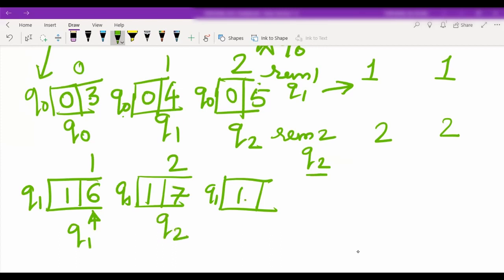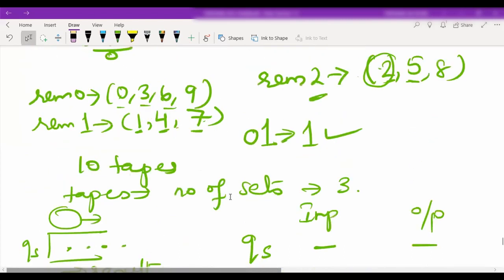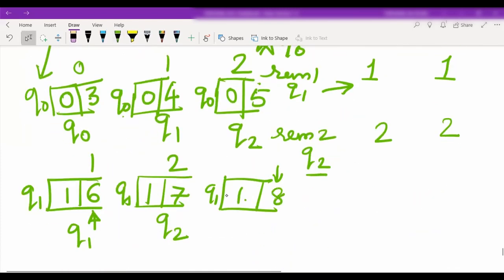Now the last one, Q1, with 1 at the 10th place. Now we are searching for the number at the unit place. From the set remainder 2, we have taken 2 and 5. Now I can take number 8. If I put number 8 at the unit place, the number we generated is 18. Previously, we had not considered number 18. Now we can cross check it. Is 18 divisible by 3? Yes, it is divisible by 3, so it leaves remainder 0. Remainder 0 is indicated by the Q0 state.